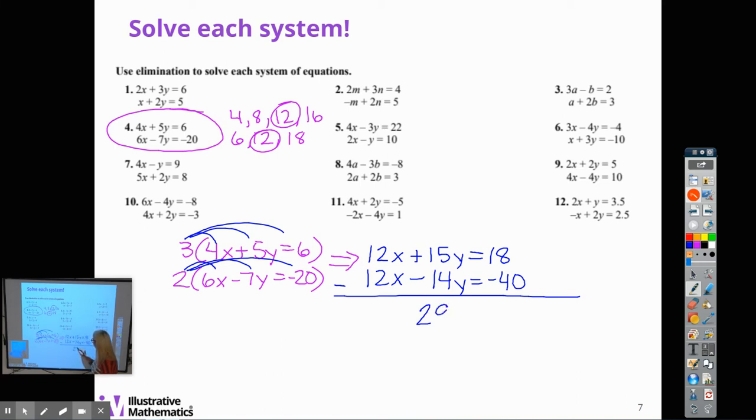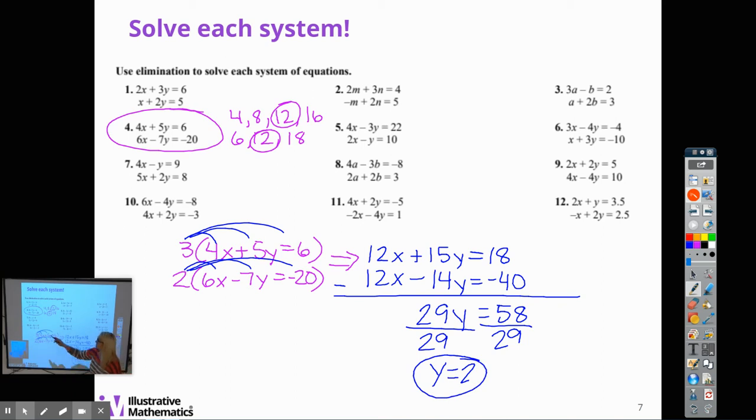29y. And then 18 minus negative 40 gives you a positive 58. All right, so from there, we can divide both sides by 29. And y equals 2. Not 2.5.